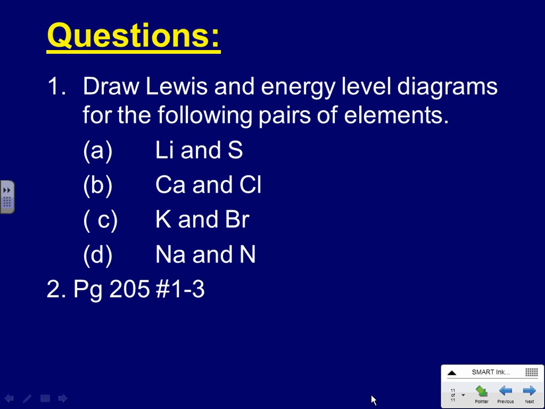Again, you don't have to necessarily draw the energy level diagrams. You might want to draw it for one of them, make sure that you can do such a thing. For the rest of them, you probably want to just do the Lewis diagram so that you're back to thinking about Lewis diagrams and how we're representing electrons and ions, et cetera. So I would do maybe the energy level diagram for one of them, maybe lithium and sulfur or something like that, just so that you can do it.